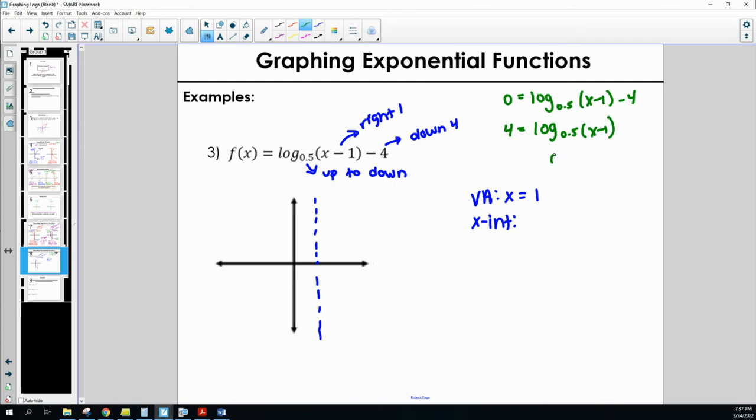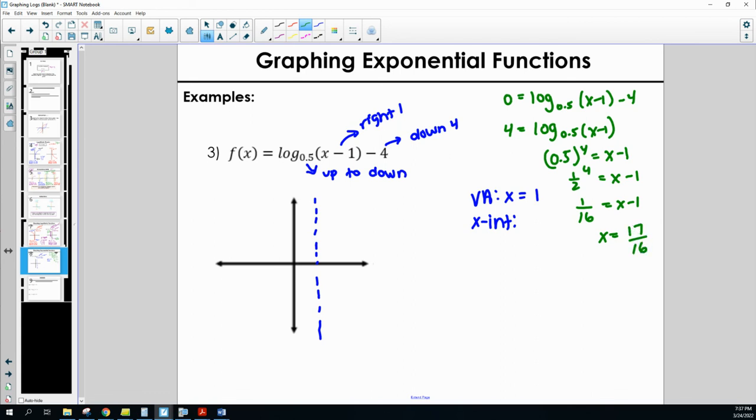Now I can change forms. So 0.5 to the 4th equals x minus 1. So we could think of this one of two ways. You can use a calculator because we have a decimal, or 0.5 is just 1/2. If I raise 1/2 to the 4th power, this is going to give me 1 over 16 equals x minus 1. And if I add 1 to that, I'm adding 16 over 16 to 1 over 16. I get 17 over 16.